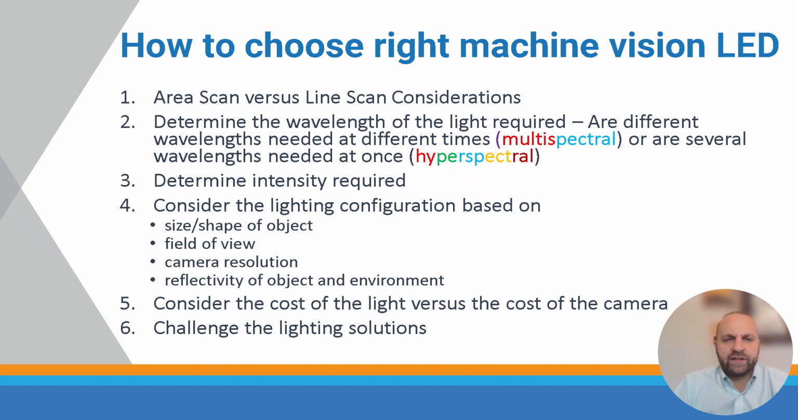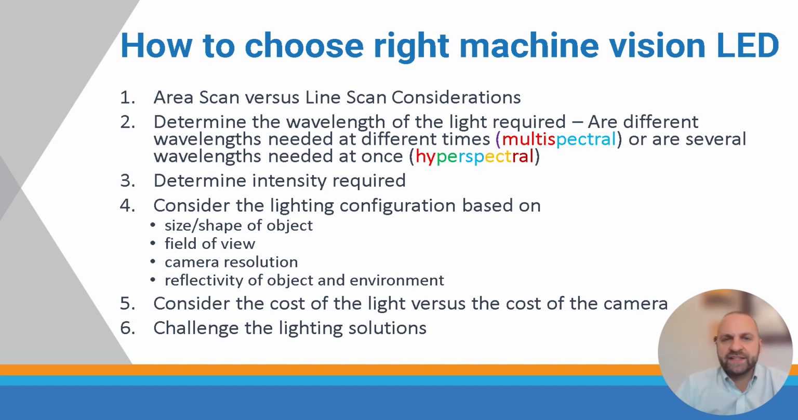Other things to think about: do you need different wavelengths at different times? Instead of multiple lights, you may be able to go with a multispectral light where you can turn on different wavelengths, normally using a 0 to 10 volt dimming line. Or do you need a very broadband electromagnetic spectrum, which we'd call hyperspectral, where you get a lot of different wavelengths all at once at the same time? Determine the intensity required: what gets you the best picture?